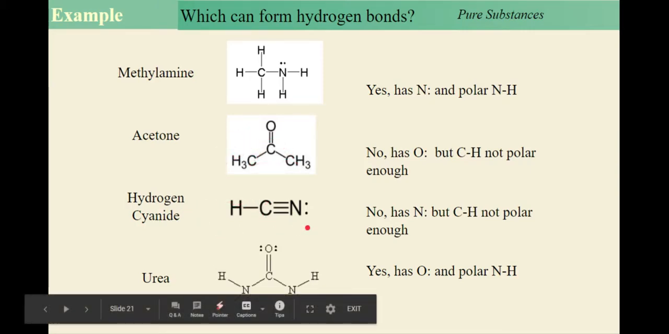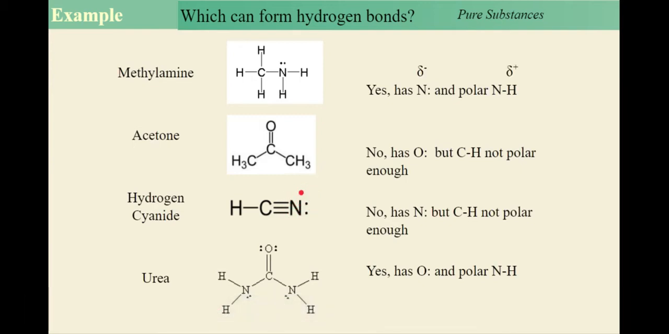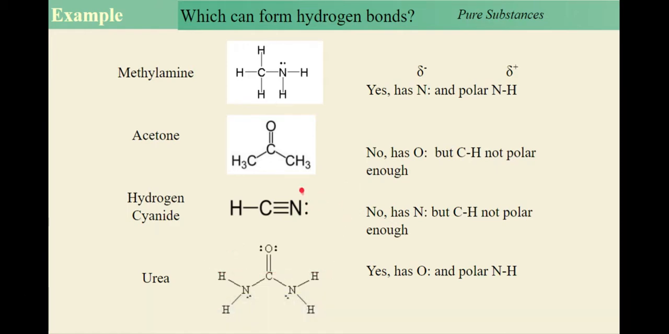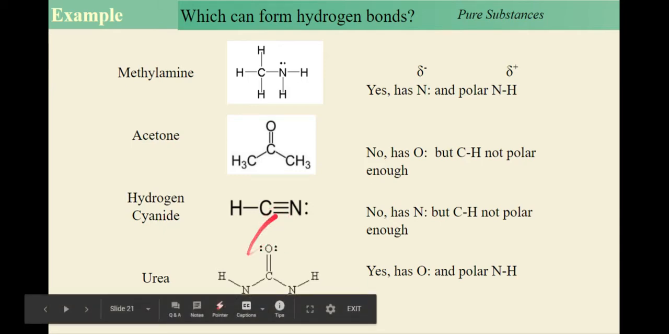Hydrogen cyanide. So again, it's got a polar nitrogen, but it does not have a hydrogen that is attached to one of the three. And so it is not going to form hydrogen bonds. Here's urea, and yep, this one can form a ton of different hydrogen bonds because it's got four hydrogens on nitrogens that could then go to this oxygen. So a lot of hydrogen bonding.